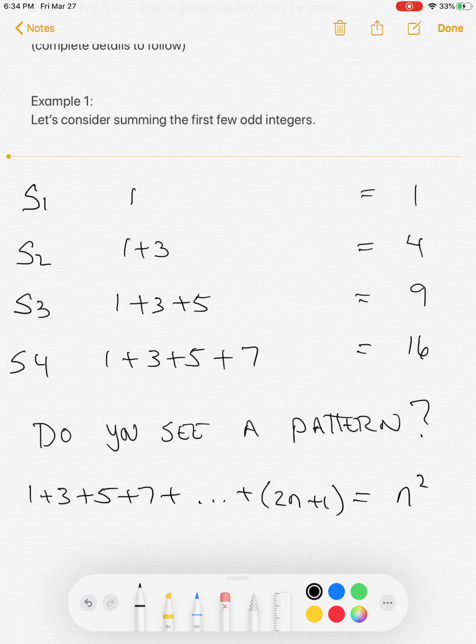Let's revisit our first four cases. One odd integer summed up is 1 squared. Two odd integers is 2 squared. Three odd integers is 3 squared, and four is 4 squared. So this is a pretty neat thing. Now, how do we know that that will hold for all odd integers? It does. This is true. Let's name this expression, say, star, so we can refer back to it.